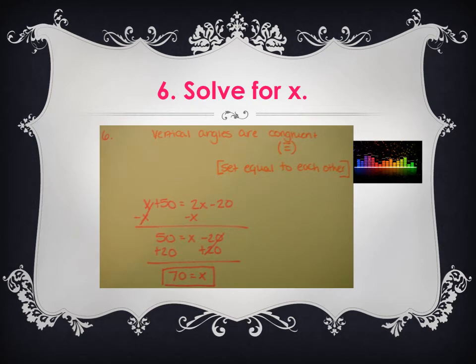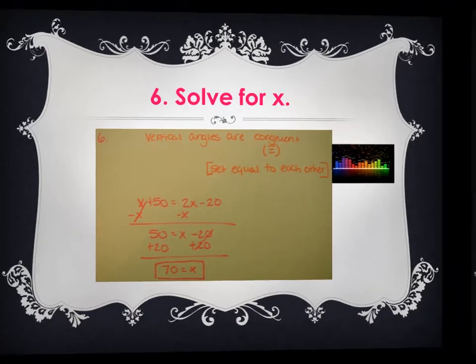In this picture, you are given a set of vertical angles. x plus 50 and 2x minus 20 are vertical angles, meaning they are congruent. If we set x plus 50 equal to 2x minus 20, we can solve for x. Subtract x on both sides, leaving 50 on one side equal to x minus 20. Then we add 20 to both sides, giving us 20 equals x.